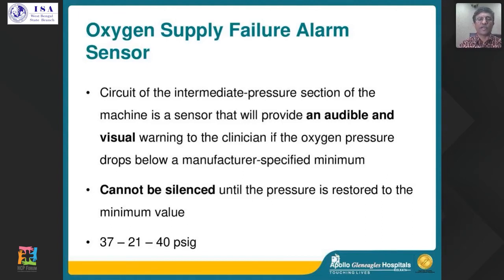I think most of it would be between 20 and 30. And the feature is you cannot silence it. You cannot press it and silence it until the pressure is restored to the minimum value. So that is one of the essential safety features of the oxygen supply failure alarms.